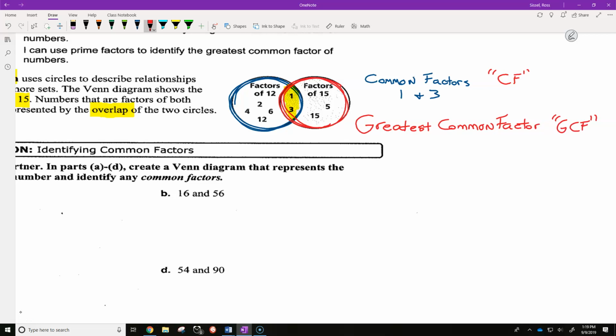Well, if my common factors are 1 and 3, and I want to know which one's the greatest, it means which one is worth the most. Which one's the largest number? Everett? 3. 3.